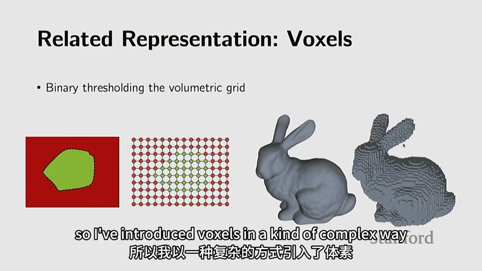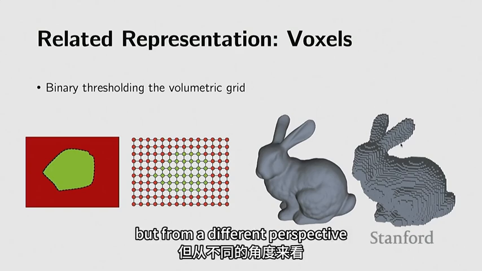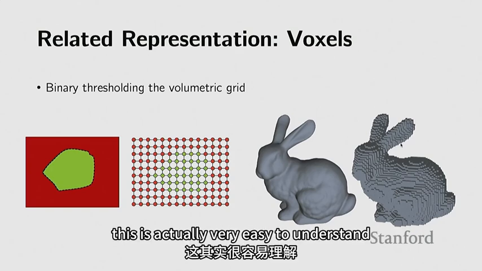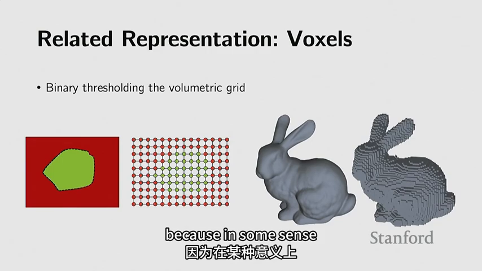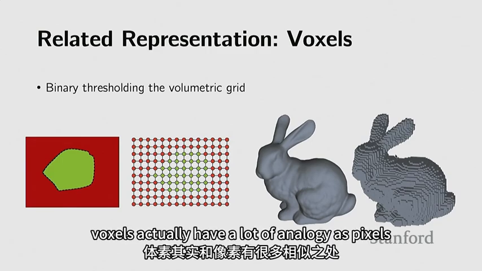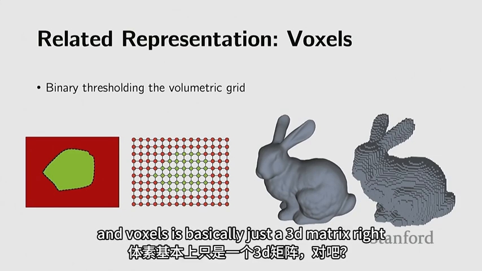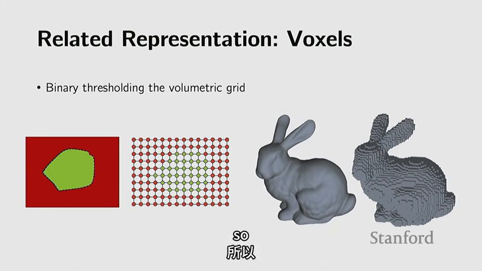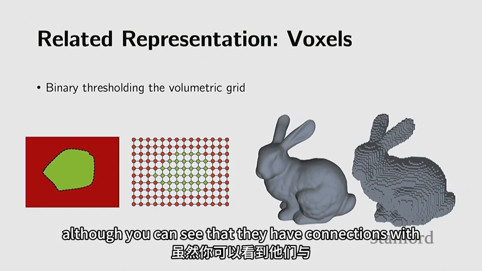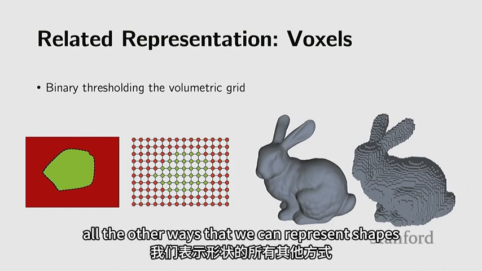I've introduced voxels in a kind of complex way, but from a different perspective, this is actually very easy to understand, because voxels have a lot of analogy to pixels. Pixels are 2D matrices, and voxels are basically just 3D matrices. So you can see that they have connections with all the other ways that we can represent shapes.